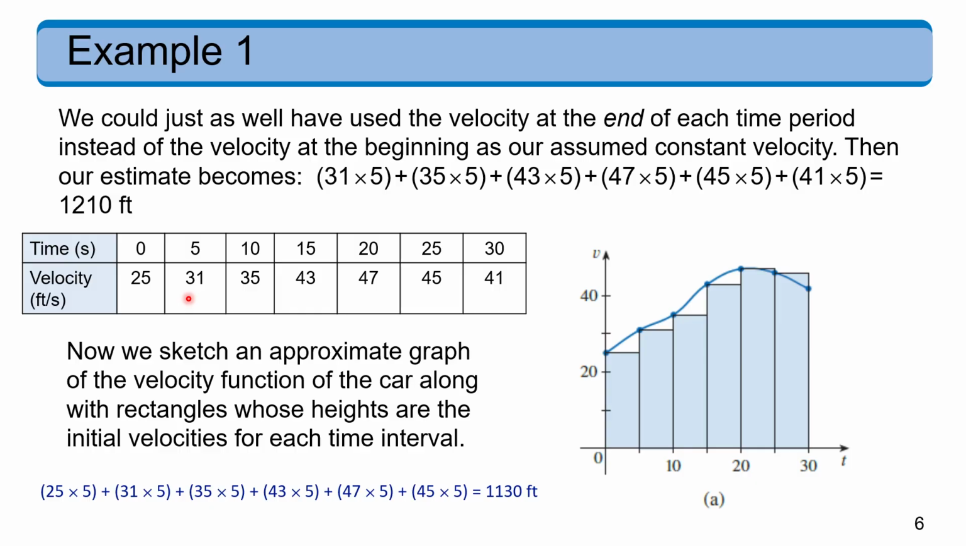So if we did that, for our first time interval, 0 to 5, we would have a velocity of 31 feet per second times 5 seconds. And then plus, we add the distance traveled during the next time interval, which is time 5 to 10. Take the ending velocity of 35, multiply it by the amount of time, which again is 5 seconds, and we get this one. So using the ending velocity values, go all the way down through all the intervals, and we get 1,210 feet for the total distance traveled. So we got a different approximation using this method.